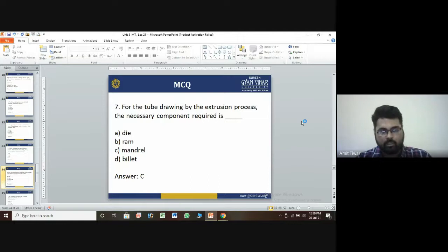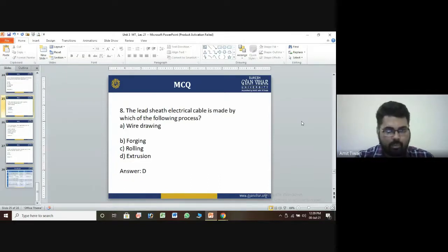Eighth question: the lead sheath of an electrical cable is made by which of the following processes. A is wire drawing, B forging, C rolling, or D extrusion. The correct answer is D, extrusion. The lead sheath of an electrical cable is made by extrusion.